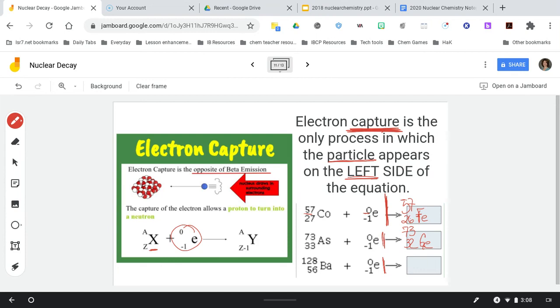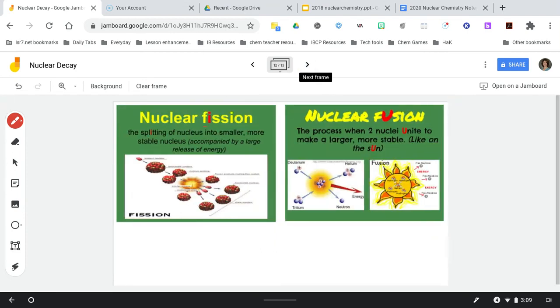And then lastly, barium-128. Again, electron capture is on the left. 128 plus 0 is 128. And then 56 minus 1 is 55. And 55 is cesium. Element 55 is cesium, or Cs. And that's your electron capture. It's the only one that goes on the left, so it's the only one that's a little bit different.